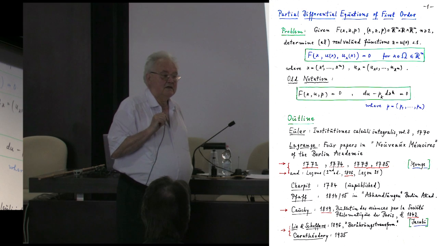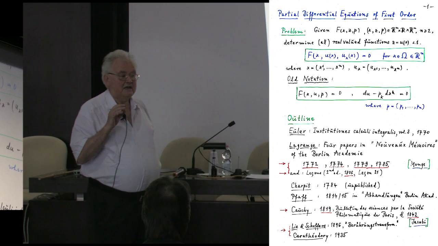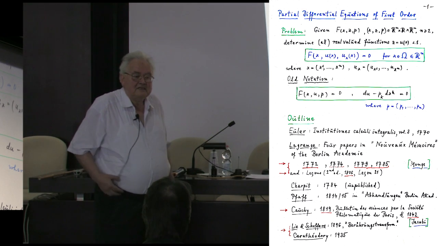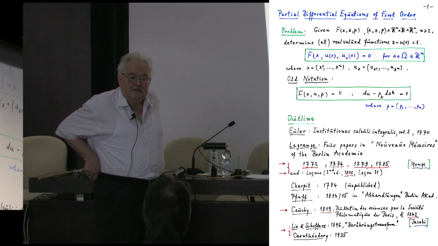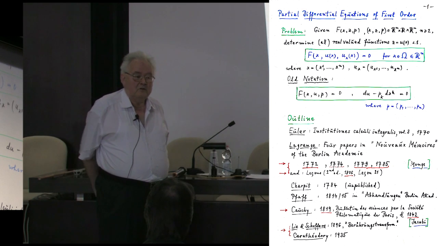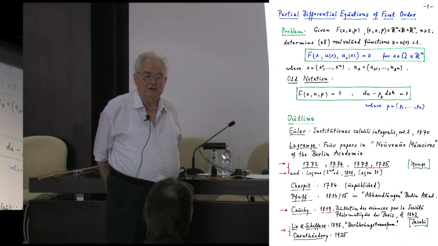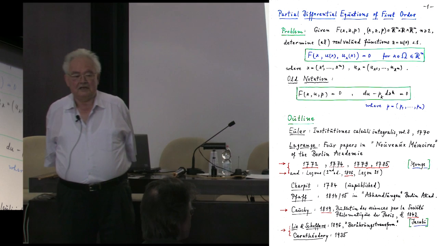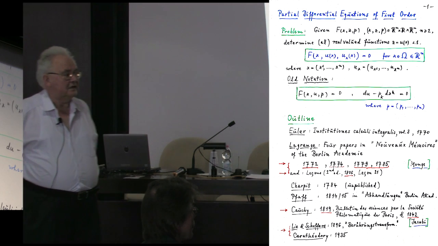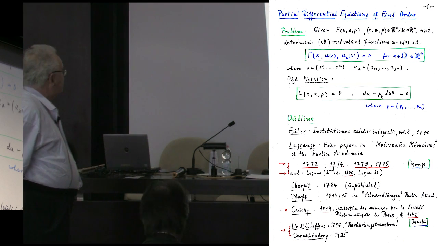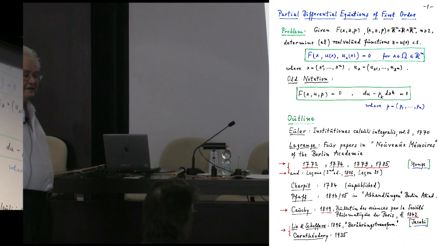However, in the papers 79 and 85, it seems he had forgotten what he had done in his first paper. And also Monge had forgotten what Lagrange had done.